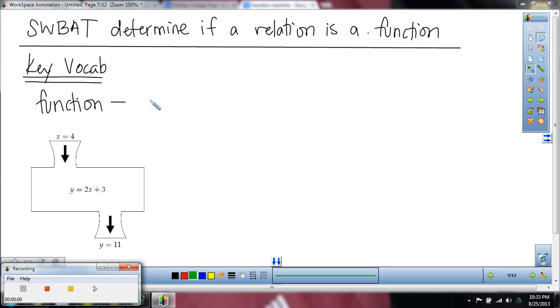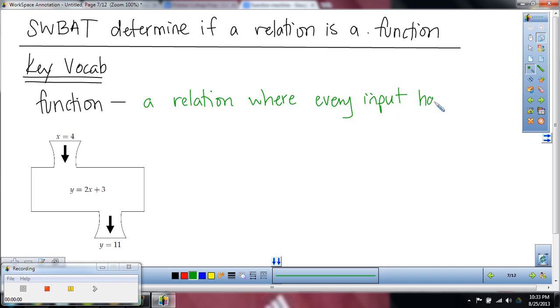A function is a relation where every input has exactly one output. Where every input, every value of the domain, has exactly one value of the range.